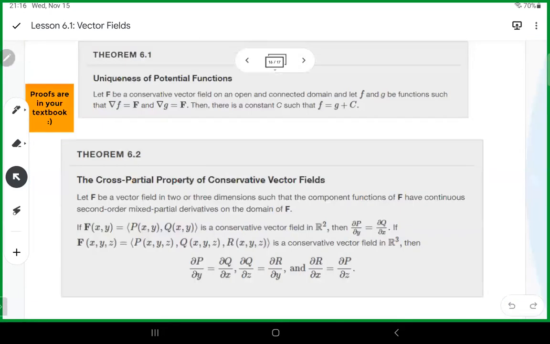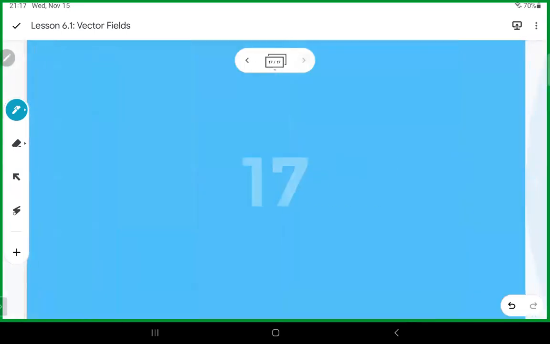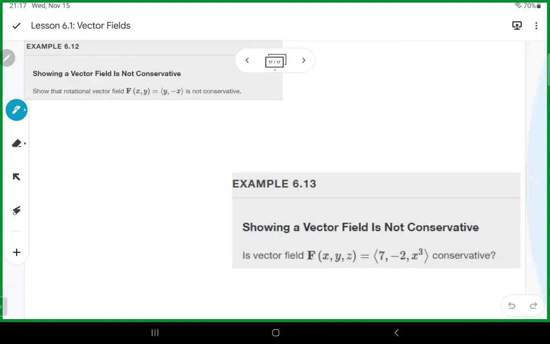Okay. So we have a theorem. We have two theorems. The proofs are in your textbook, so do read them if you are interested. So here's the first theorem. Is this whole part important? All right. Last two examples. Showing a vector field is not conservative. Show that the rotational vector field is not conservative.